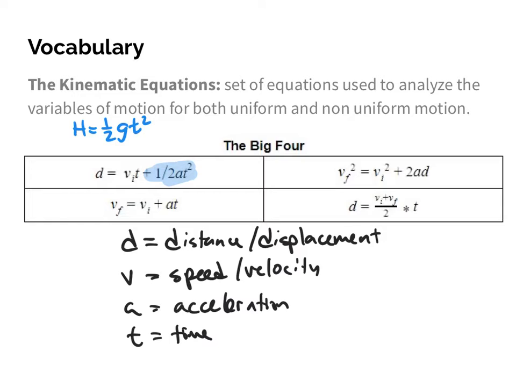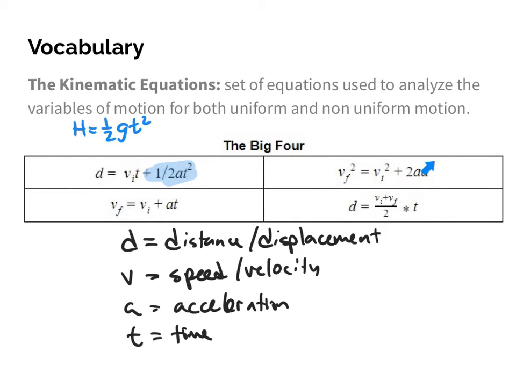Second equation below: this equation does not solve for distance, but it solves for speed. This is an equation that is used to solve for how fast an object is going, given its initial speed, the acceleration, that's how much speed it's gaining or losing, and the time frame. Then we also have an equation over here.